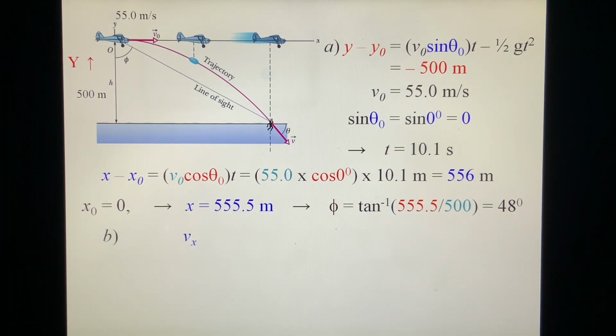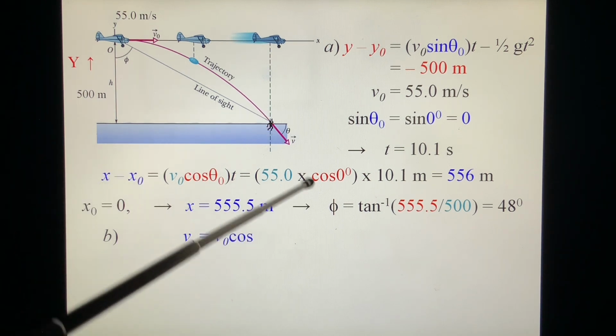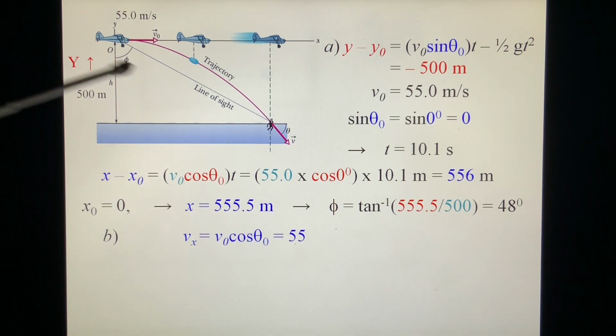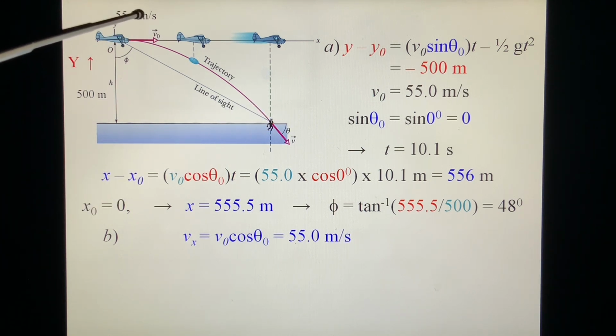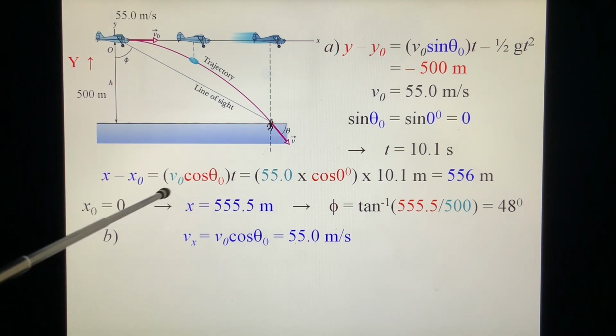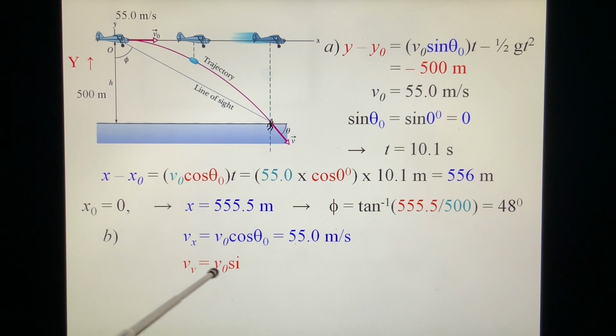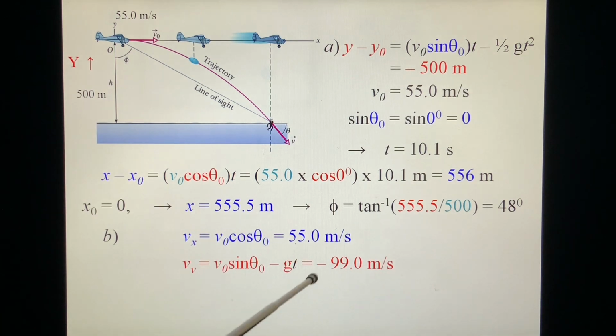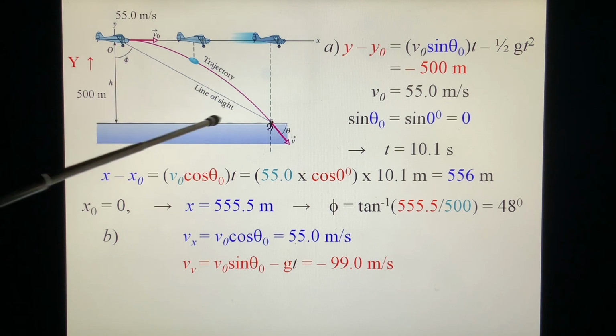Question B. What is the speed when it reaches the water? The speed has two components. Horizontal, this is 55.0 always. Vertical, let me calculate. We have t. It started from 0 vertically, so this one is very simple. This is v0 sin theta minus gt, and v0 sin theta is 0. With g 9.8 and t 10.1, we get minus 99.0. This is downward, and this is horizontal.